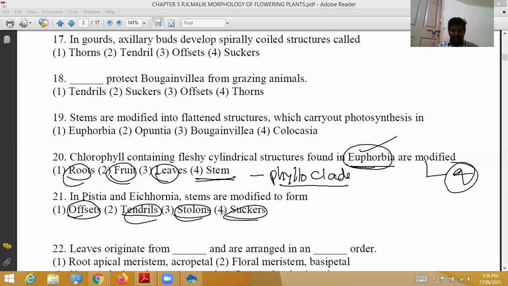So these are not located. In Pistia and Eichhornia, stems are modified to form offsets. Offsets means leaf-like structures which float on the upper surface of water. Okay, that's all.